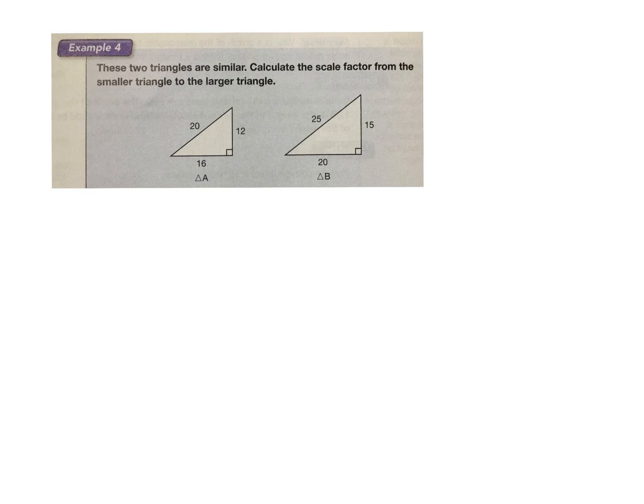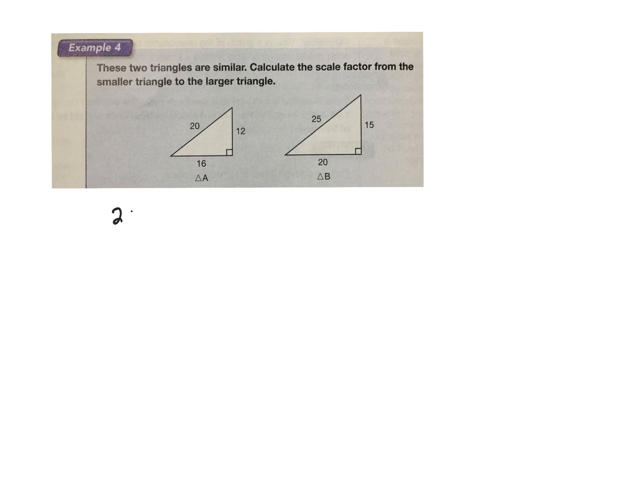These two triangles are similar. Calculate the scale factor from the smaller triangle to the larger triangle. So what it wants to know is, if I took this, what do I have to multiply by to get this? Or this multiplied by what would give me this. So there's kind of two ways of doing that.